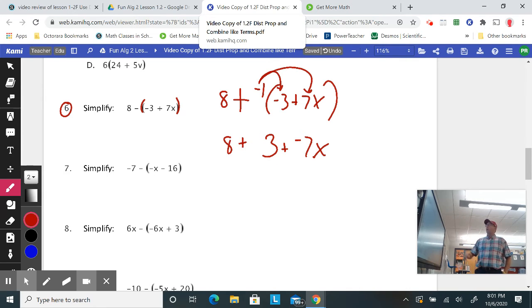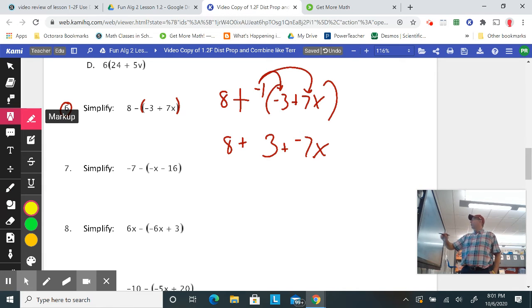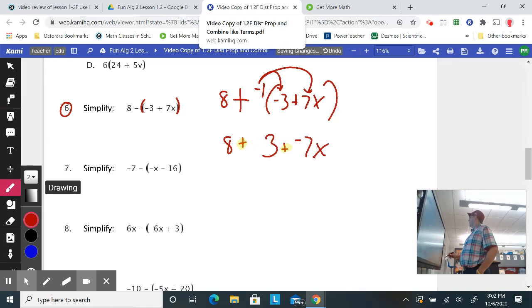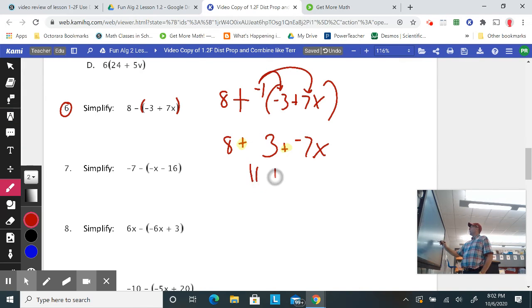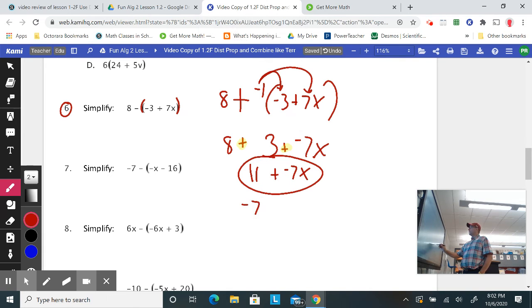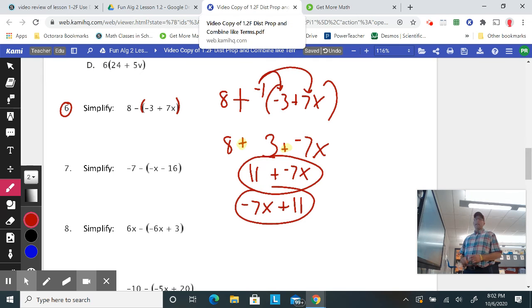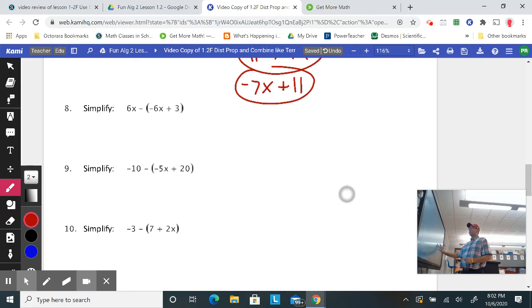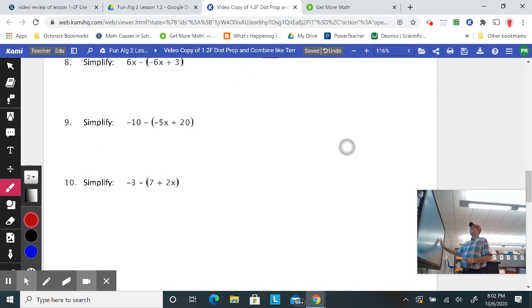And since we have all addition, we can move the terms around, and we can combine like terms. 8 plus 3 is 11. But the x is not a like term. That's as far as you can go. You could switch the order and make it -7x plus 11. That would also be correct. So be careful in problems where you're subtracting what's in the group.